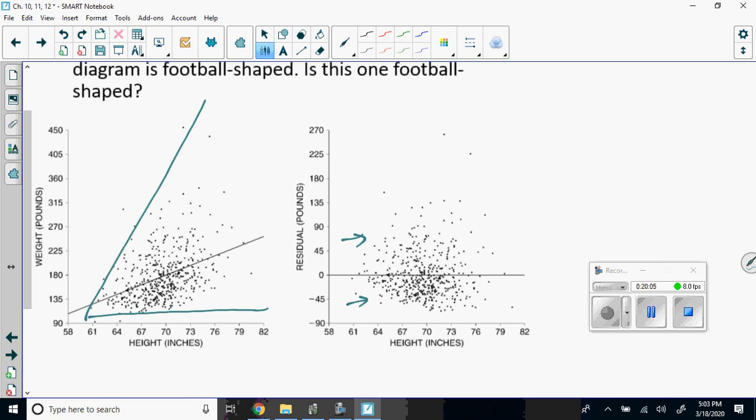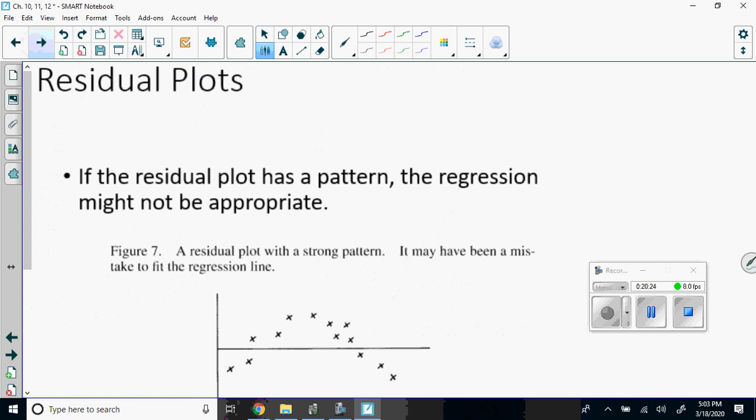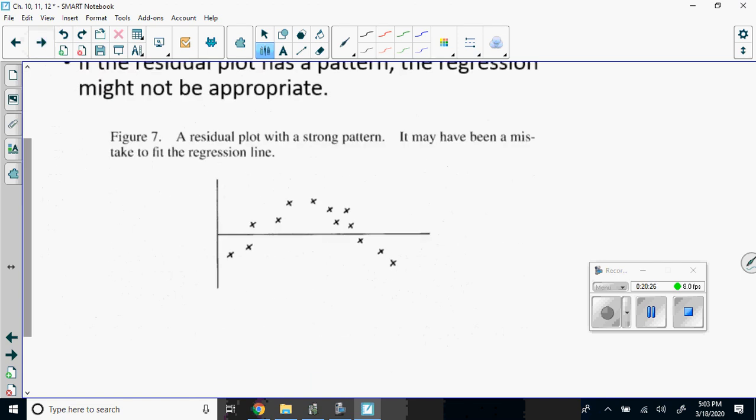This one, I would say, because there's so much data clear up here, I would not use a regression line for this one. I would use something else. You can, but it might not be completely accurate because of that triangle shape. If you get a residual plot like this, then you know you definitely should not use a regression line.